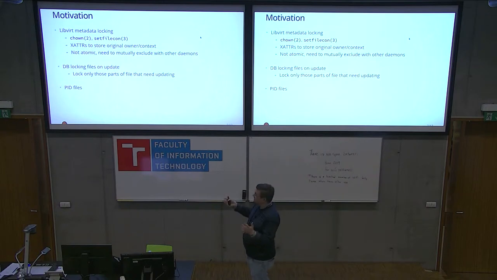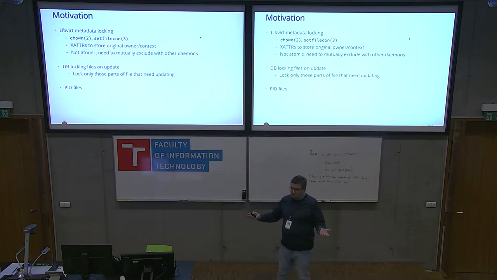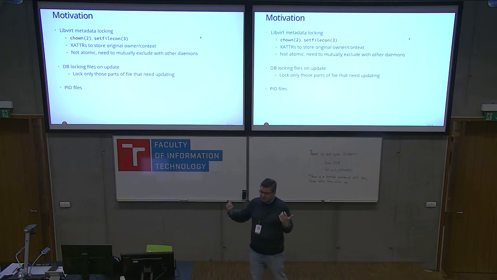The other, typically SQLite, for instance. If you have your database in one file, to enhance concurrency, you might want to allow queries that run on two different tables to run in parallel. But in order to do that, you need to be able to lock only some parts of the file, those parts that you are touching, not the whole file at once.